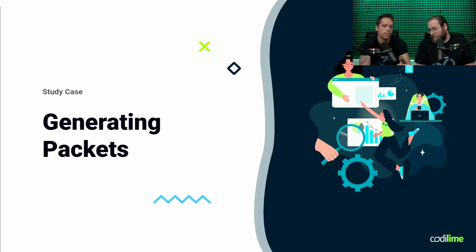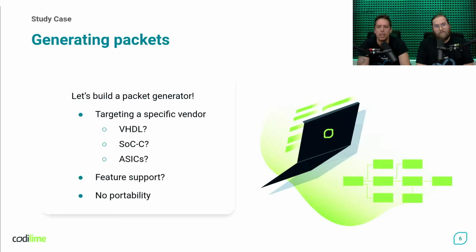And Martin, please continue. Okay, so I'll talk about what specifically we did about generating the packets. So let's build a packet generator. So let's say we want to create an application that is going to create a stream of packets that is designed to stress test or feature test an infrastructure.